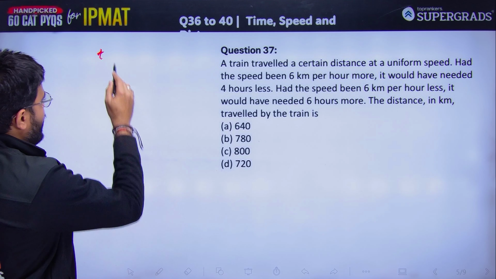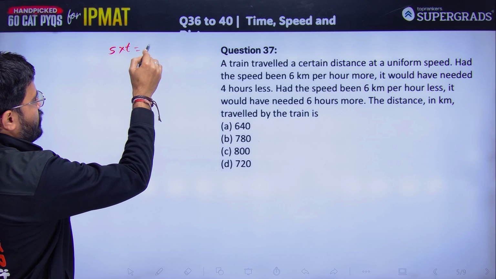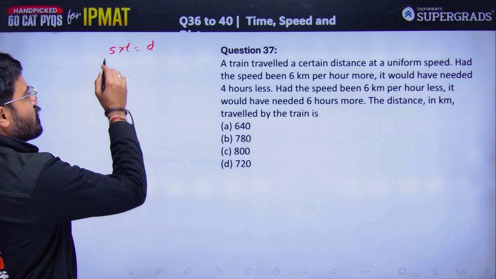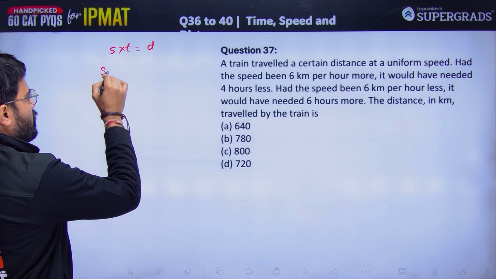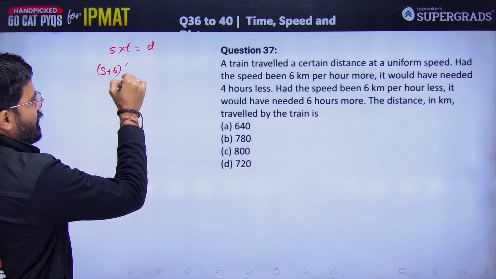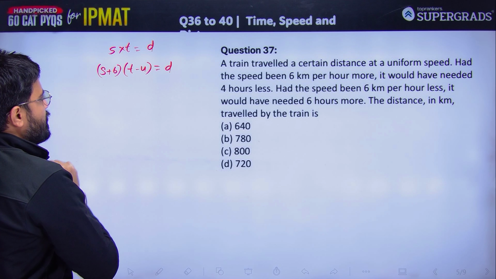Let the speed of train be s, and the time taken be t. So this will be your distance. Had the speed been 6 km per hour more, and time being 4 hours less, then also it will cover distance d.